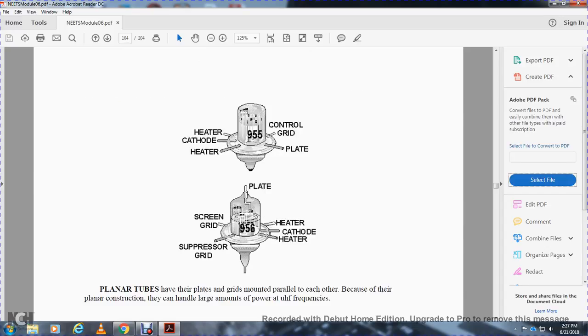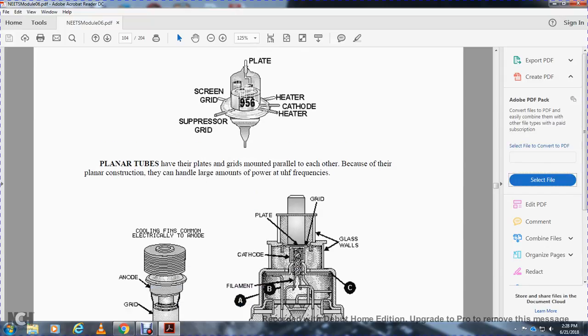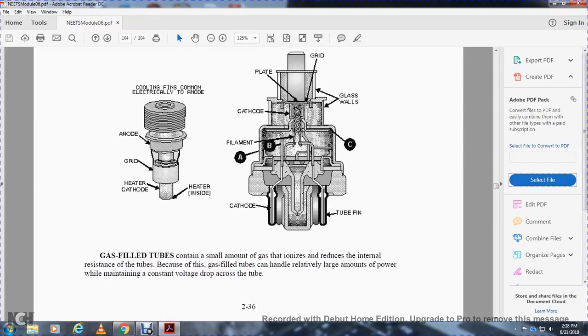Shown are the heater, control grid, screen grid, suppressor, and plate. Planar tubes have the plates and grids mounted parallel to each other. Because of their planar construction, they can handle larger amounts of power at ultra high frequencies. Shown are cooling fins, and the oil can on the left, the anode, grid, heater, cathode inside, the plate, glass walls, filament cathode, and tube fan.